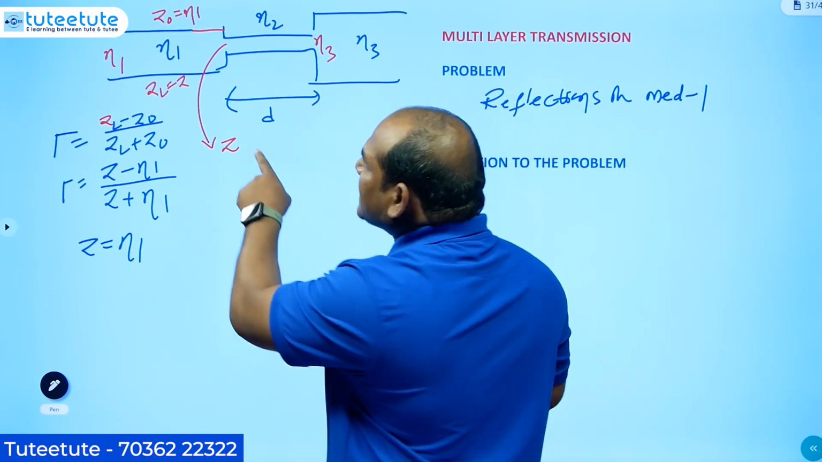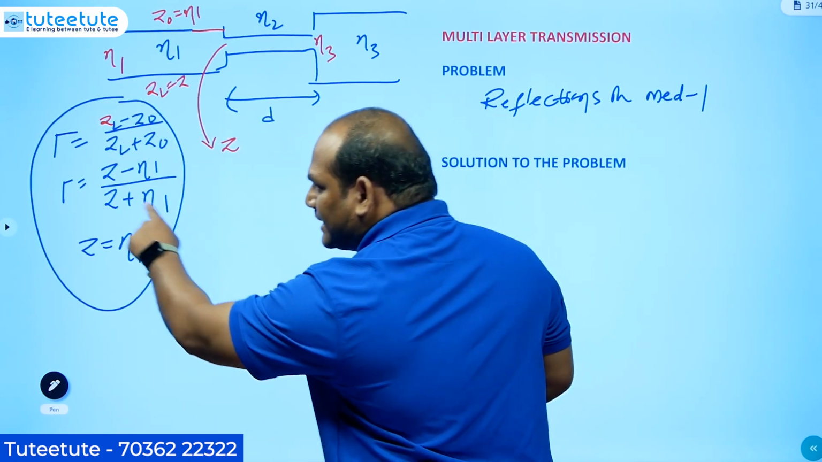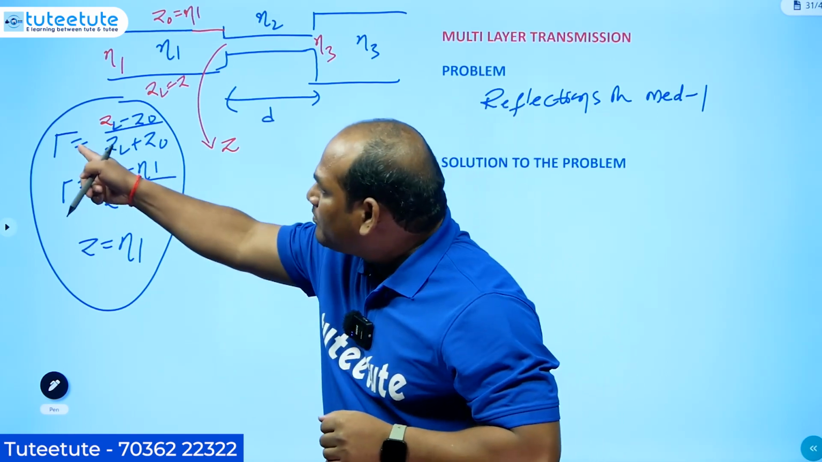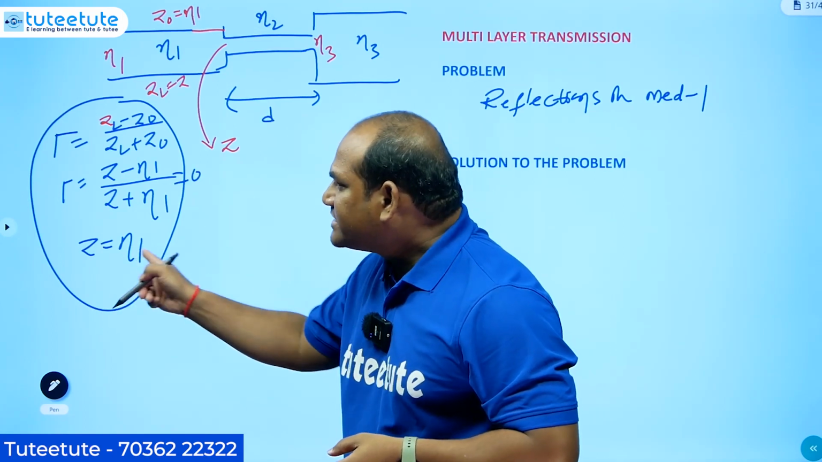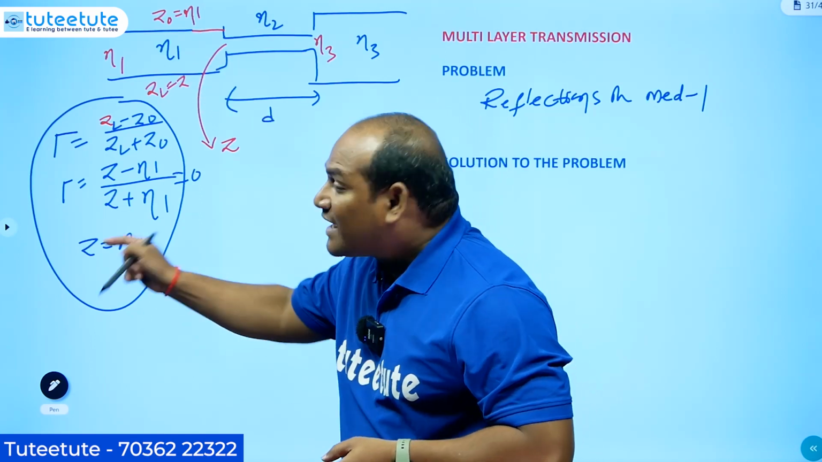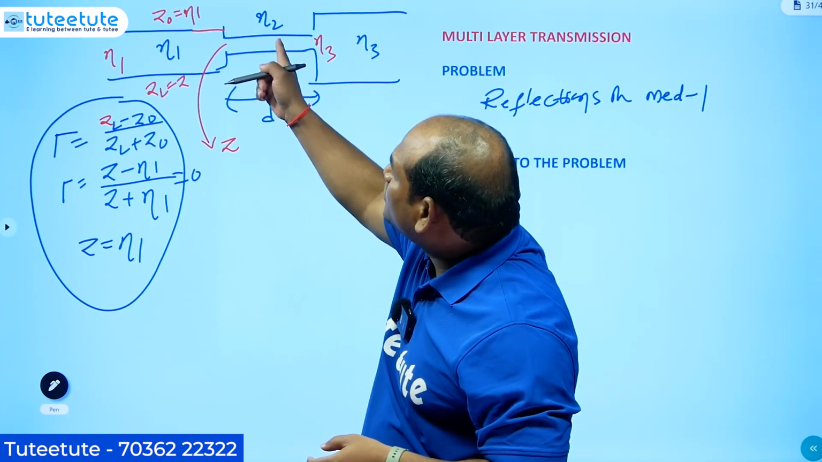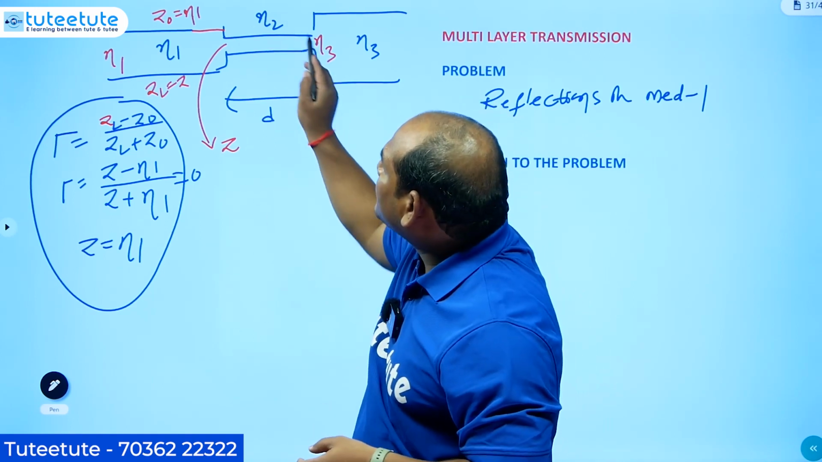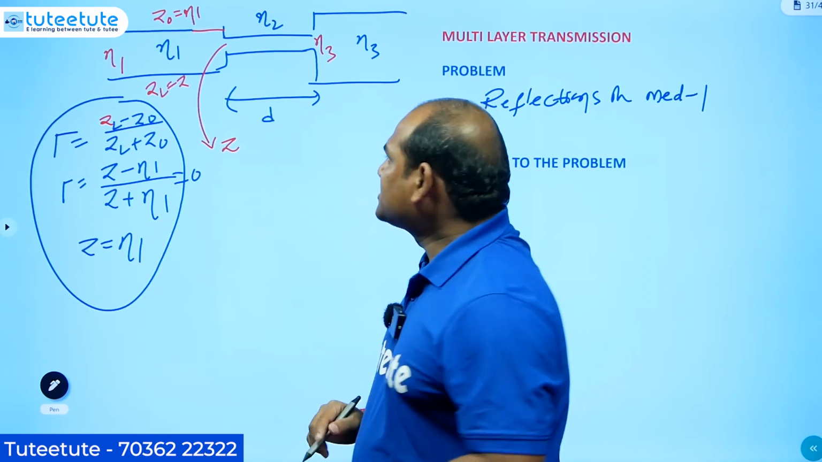So this is the approach we are going to follow. By equating these two, we may get some condition for not having the reflections. Because here I have made this gamma equal to 0, so that I got Z equal to eta 1. Eta 1 is representing transmission line 1. But what is Z? It is the input impedance of transmission line 2. For this transmission line 2, I have its characteristic impedance, and the load impedance is eta 3. By having the characteristic impedance and load impedance, I can get the input impedance from the transmission line theory.